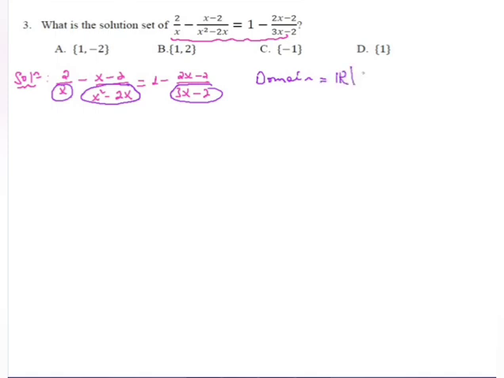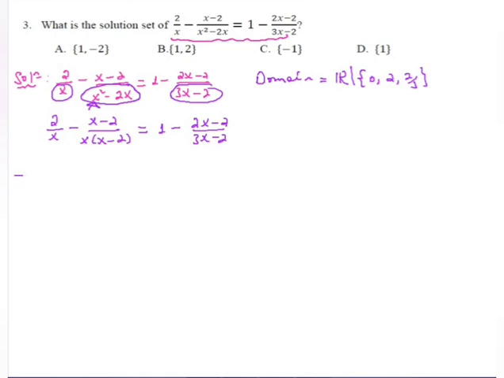Therefore, the domain, or the restriction on x, is every real number except 0, 2, and 2 over 3. So x cannot be these numbers: 0, 2, 2 over 3. So let us proceed. The equation is 2 over x minus 2 over, we can factor x squared minus 2x as x into x minus 2, which is equal to 1 minus (2x minus 2) over (3x minus 2).